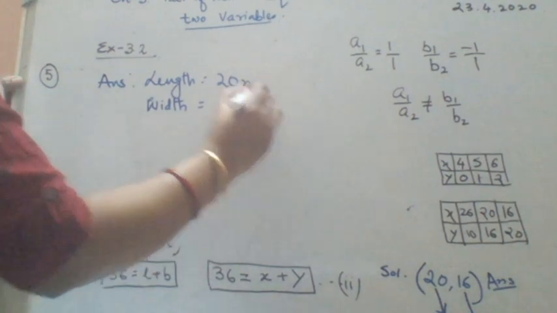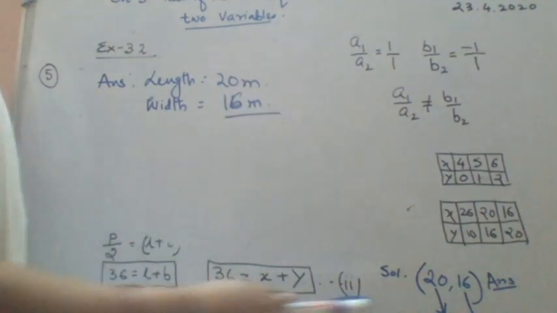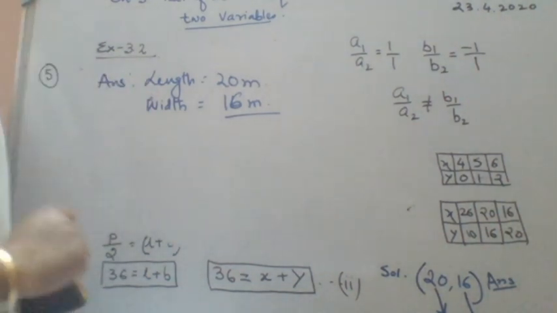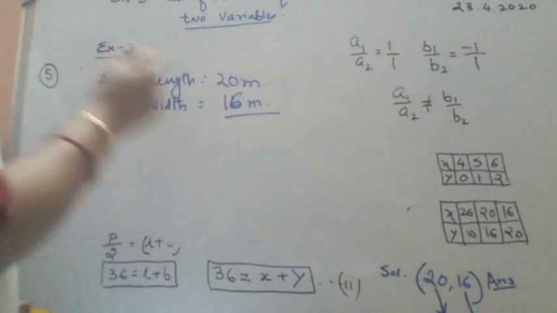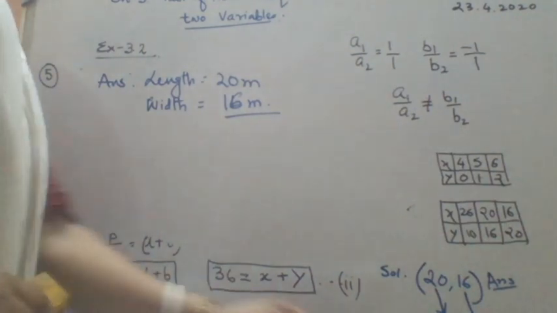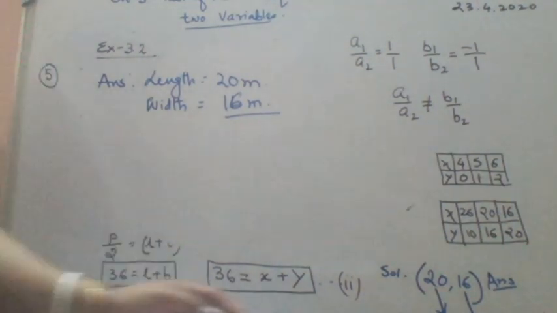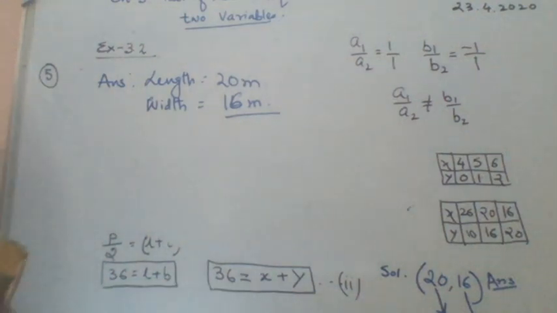Okay, this is how you give your answer finally, because if you leave the answer like 20 comma 16, then you are going to lose some marks. So in order to complete it, finally you write down length is equal to 20 meters and width is equal to 16 meters. Okay, so we come to the end of today's class and I give you a few homework.